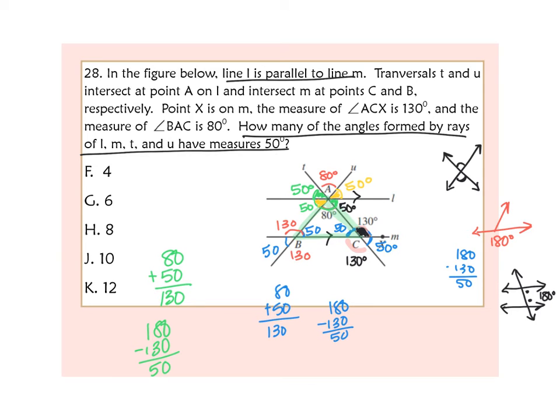And then it looks like I have every angle filled in, so I just need to go back through and figure out how many 50s I have. So 1, 2, 3, 4, 5, 6, 7, 8.